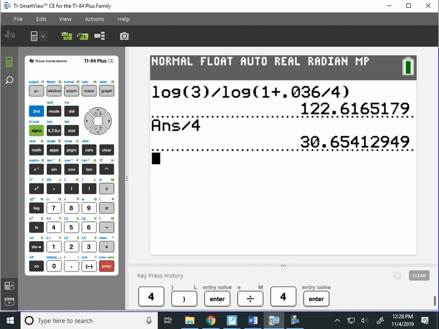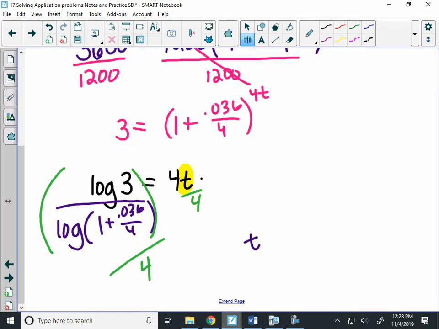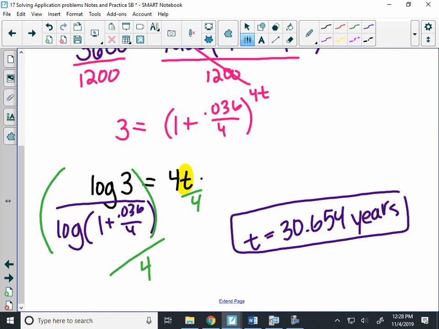Okay. Now, what does that mean? 30.654. That's the number of years it's going to take. So if you put today $1,200 into a savings account, it's going to take you over 30 years to get $3,600. How old will you be in 30 years? In your 40s? Does that seem worth it? Not really. Yeah. So that's what that means. All right, we good? Flip the page now.